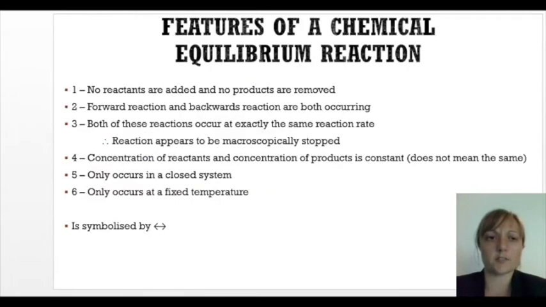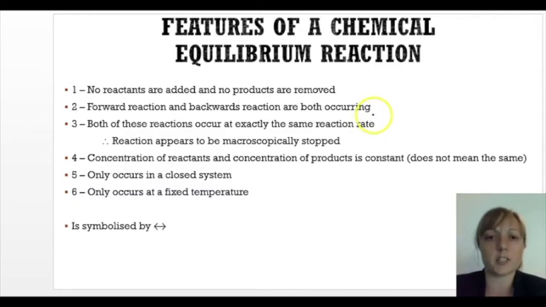So a bit of a checklist of things you need to know. So no reactants are added and no products are removed at equilibrium. So like I said before, both the forwards reaction and the backwards reaction are occurring at the same time. Now this is a bit of a foreign concept to you because we're used to talking about reactions only going in one direction. But in equilibrium reactions, they occur both ways. So the forward reaction happens, but also the backward reaction happens.